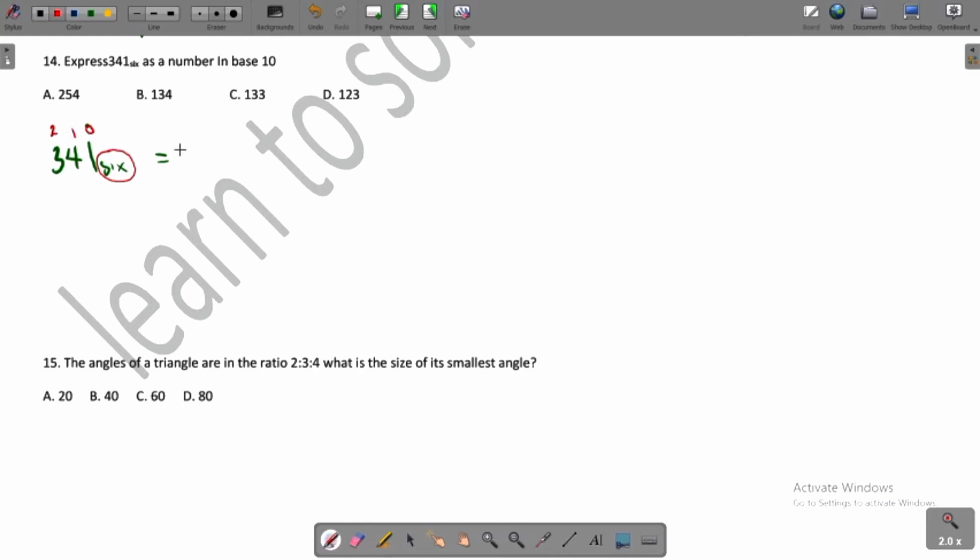So to understand this, we have 3. So we are taking 3 times 6, and this is the base, raised to power 2. So we are adding them together. That's plus. We take 4 times 6, power 1. Add them together. Then we take 1.